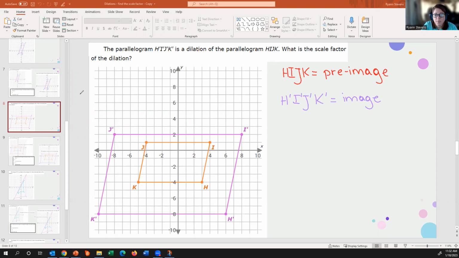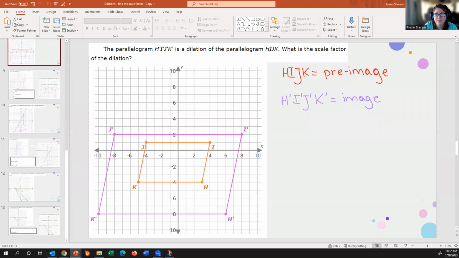So the first thing we're going to do, what we kind of did with the last example, we want to look at this and determine, am I making this larger or smaller? As I go from the pre-image to the image, am I making this shape bigger or am I reducing it in size? In this case, the parallelogram that's in orange is our pre-image, and the parallelogram that's in purple is going to be our image. So we are enlarging the pre-image to get to the image, which means that we should be getting a whole number as our scale factor.